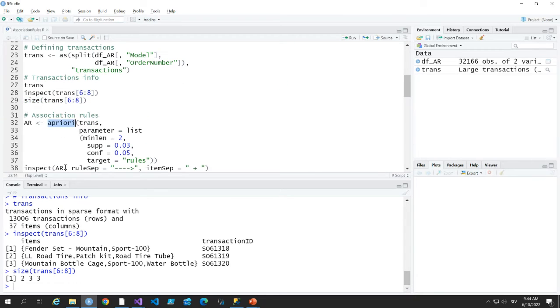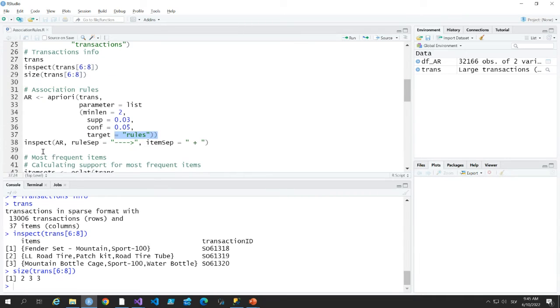Now I can use the apriori function, feed it with these transactions and with some other hyperparameters. So I'm searching for item sets with 2 items at least, not with single. Support greater than 0.03, confidence greater than 0.05, and I want to express them as rules, not as item sets. And I will also inspect them to see the most important rules.